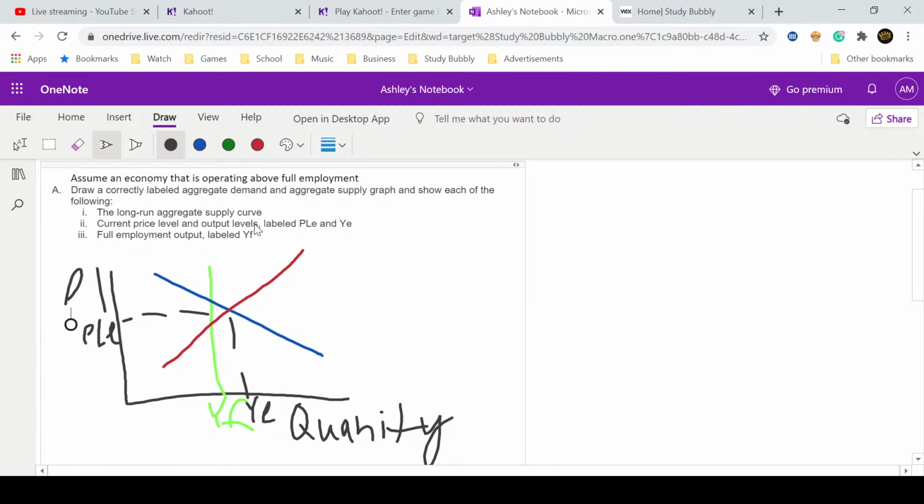Oh, and this would be aggregate demand. And then this would be aggregate supply.